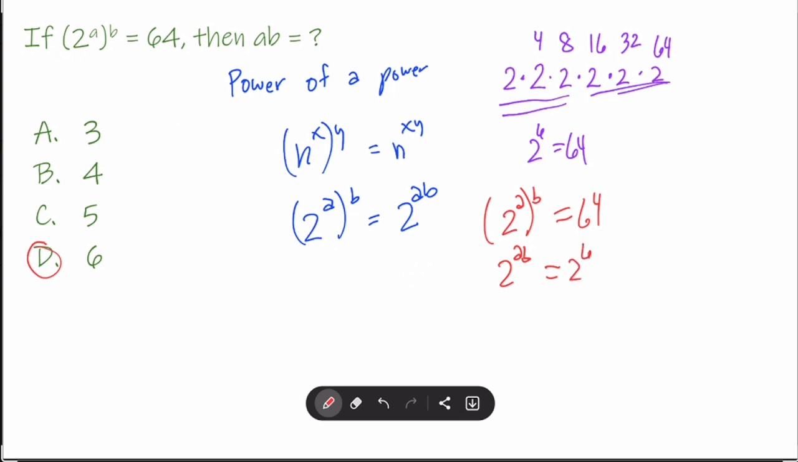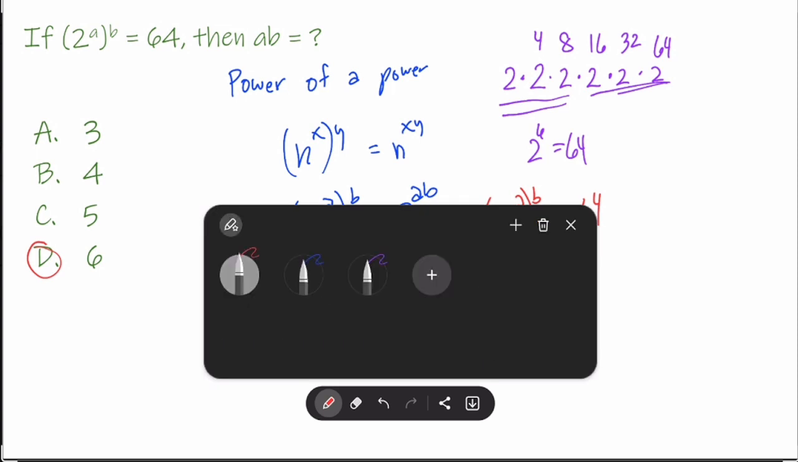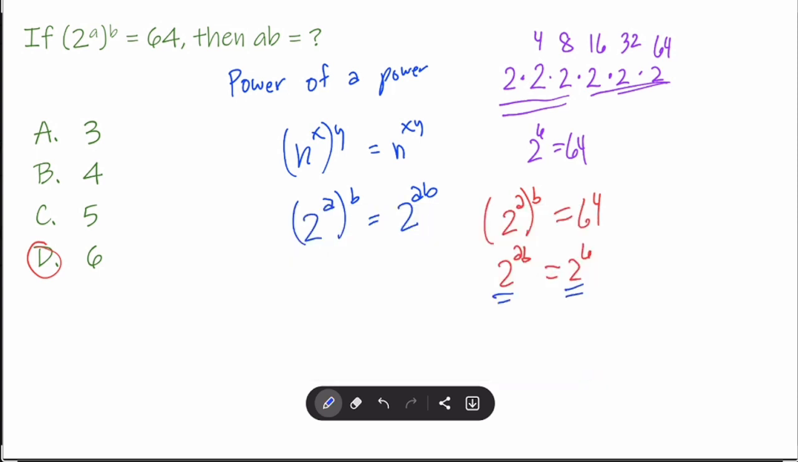Now observe that these two already have the same base. So what we are after is that AB should be equal to 6 to make these two sides the same. For example, if we have 5 to the power of 3 and the other one is 5 to the power of x, what is x? Obviously it should be 3, because it must be the same on the other side so that they are equal. The same thing here: AB should be equal to 6 to make both sides equal.